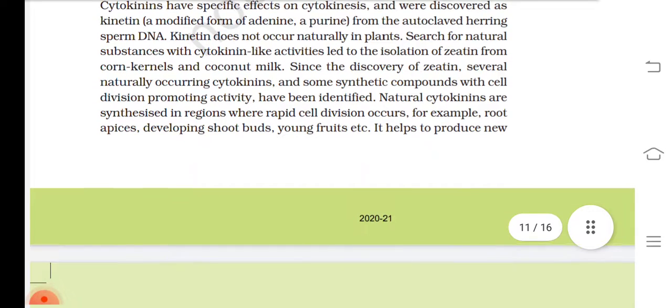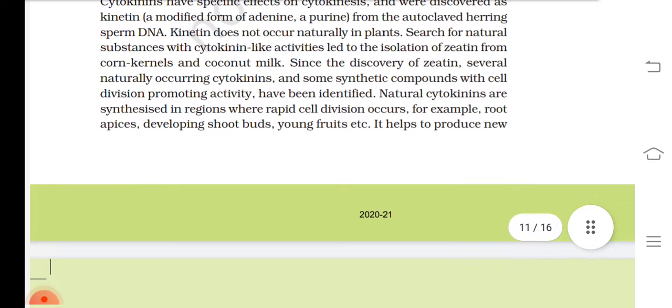Since the discovery of zeatin, several naturally occurring cytokinins and some synthetic compounds with cell division promoting activity have been identified. Natural cytokinins are synthesized in regions where rapid cell division occurs. For example, root apices, developing shoots, buds, younger fruits, etc.